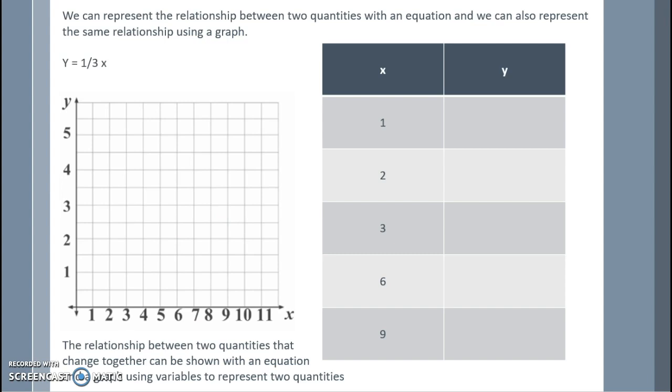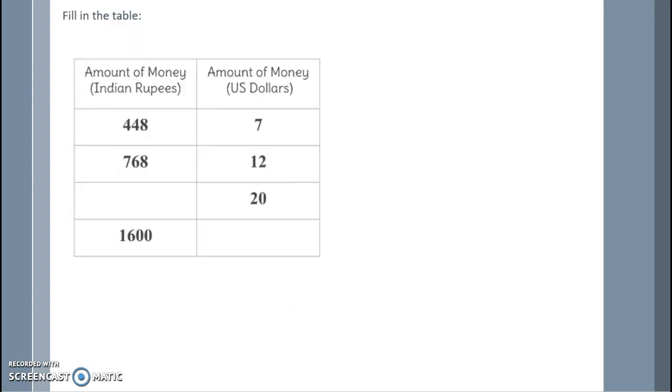The relationship between two quantities that change together can be shown with an equation and a graph, using variables to represent the two quantities. Let's fill in the table. We have Indian rupees and US dollars, together with missing pieces. So let's start with that top row.